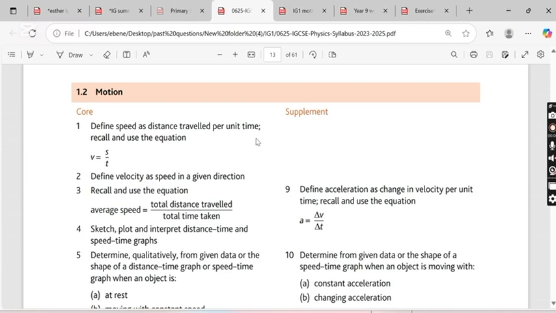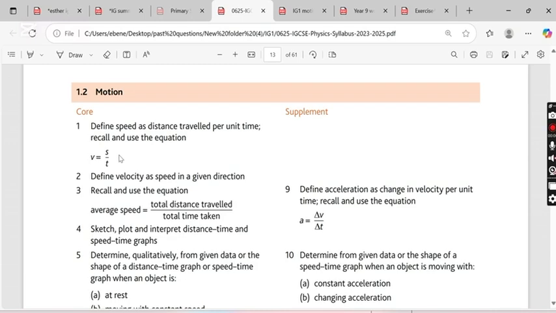By describing the motion, we are describing whether the object is at rest, the object is moving at constant speed, the object is accelerating, or the object is decelerating. Those are some of the key terms that we have to consider.